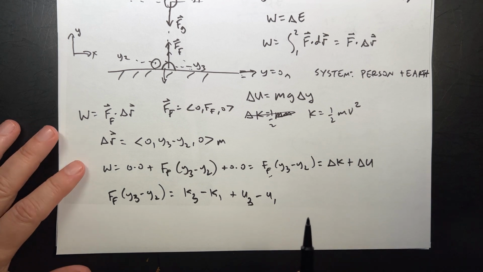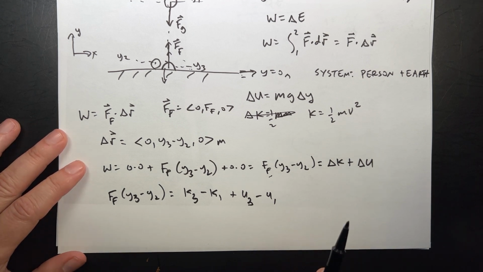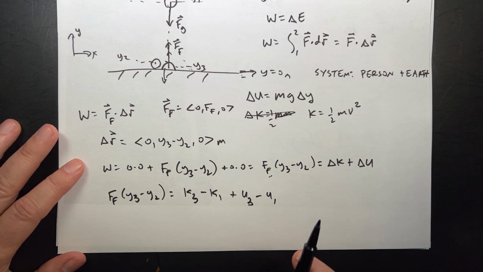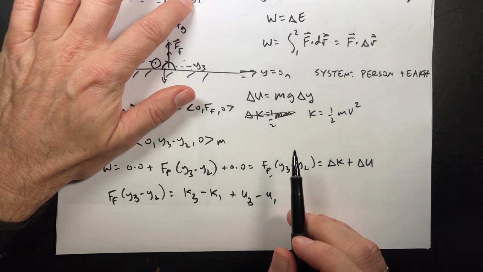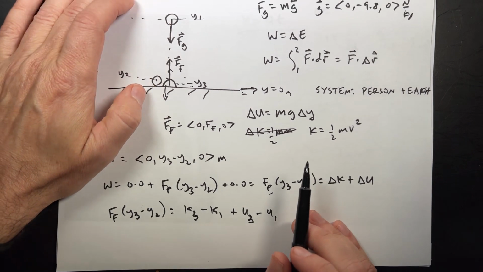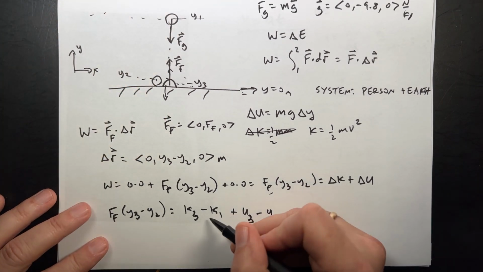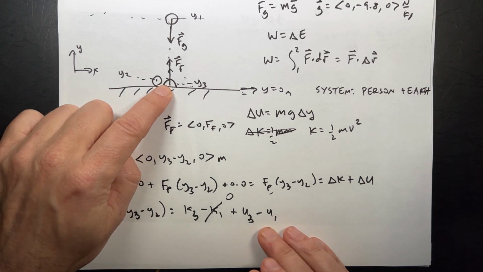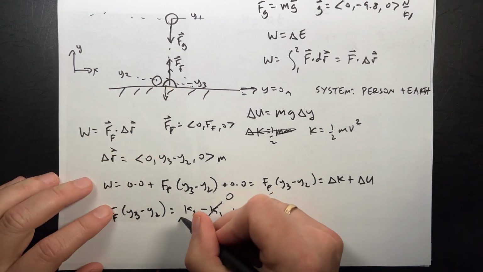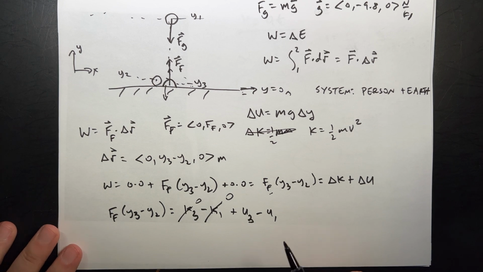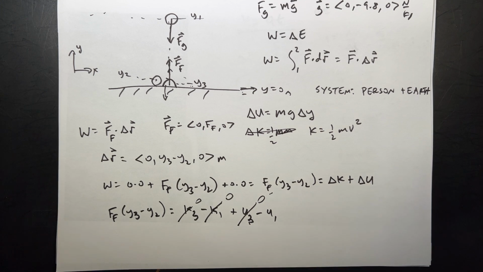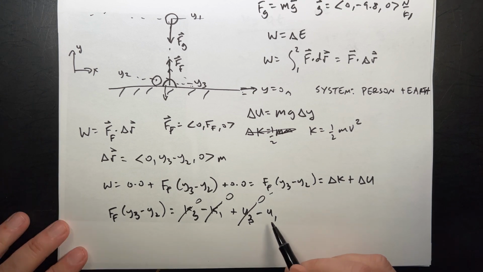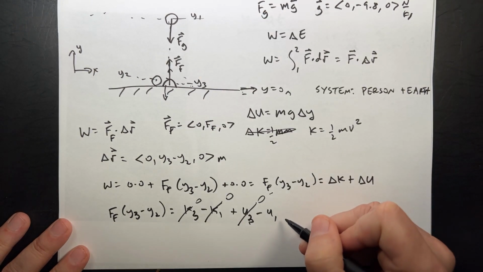Now, there's some zeros here, right? And that's really nice. This shows you how easy this problem is when you do it the right way. The initial velocity at position 1 is 0. He started from rest, so the initial kinetic energy is 0. The final kinetic energy is 0 because he stopped. Isn't that nice? The final gravitational potential energy is 0. Isn't that nice? And the initial potential energy is mgy1.